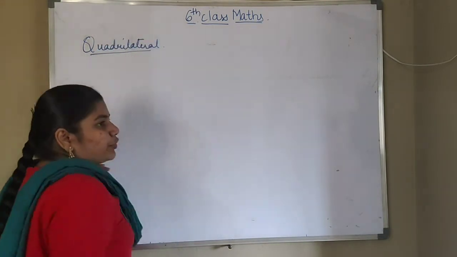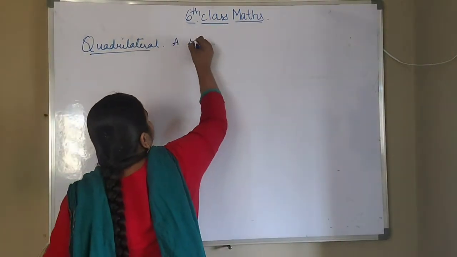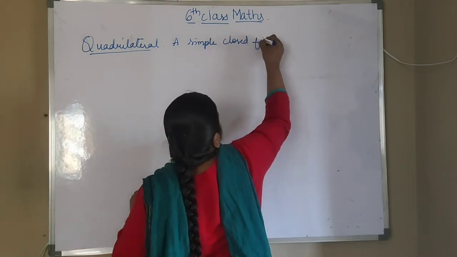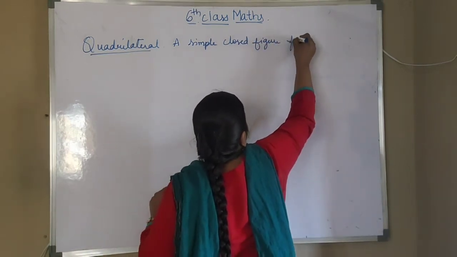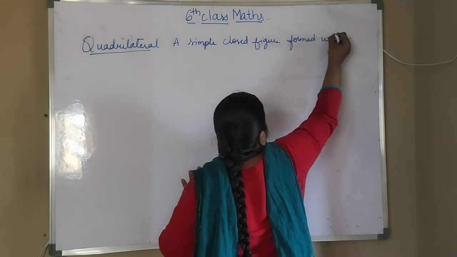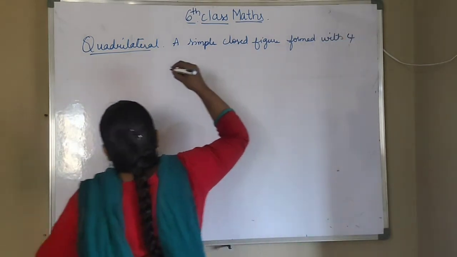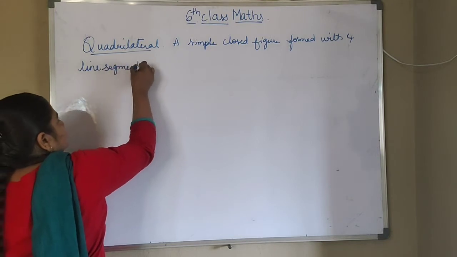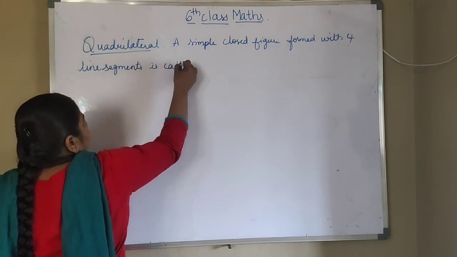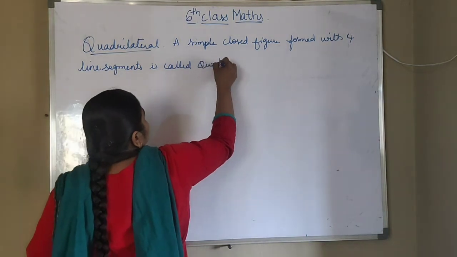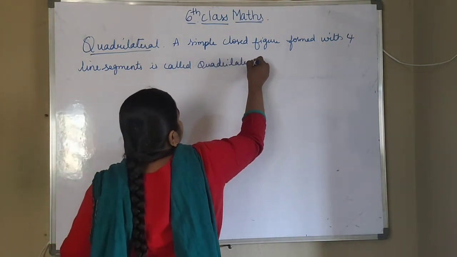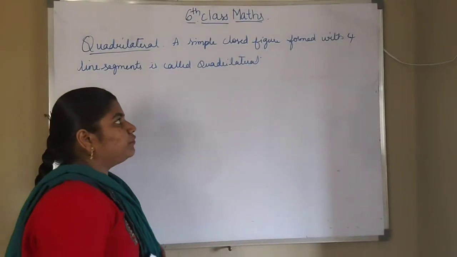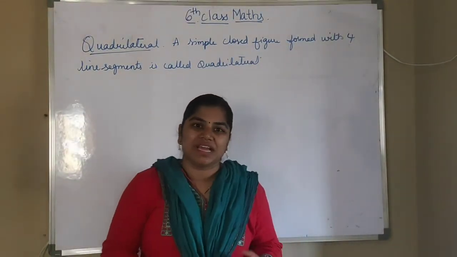So what do you mean by quadrilateral? A simple closed figure formed with 4 line segments is called a quadrilateral. A simple closed figure formed with 4 line segments, we will call it a quadrilateral.